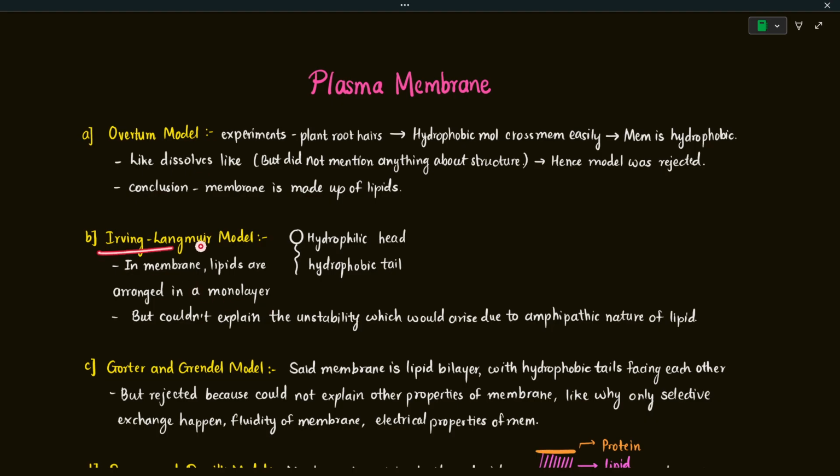Then came the Irving-Langmuir model. This model stated that the plasma membrane is made up of lipids, but they said that they are arranged in a monolayer. So this is kind of an improvised model. This gave a bit of an idea about the structure. This is how a lipid molecule looks like. It has a hydrophilic head group and a hydrophobic tail group.